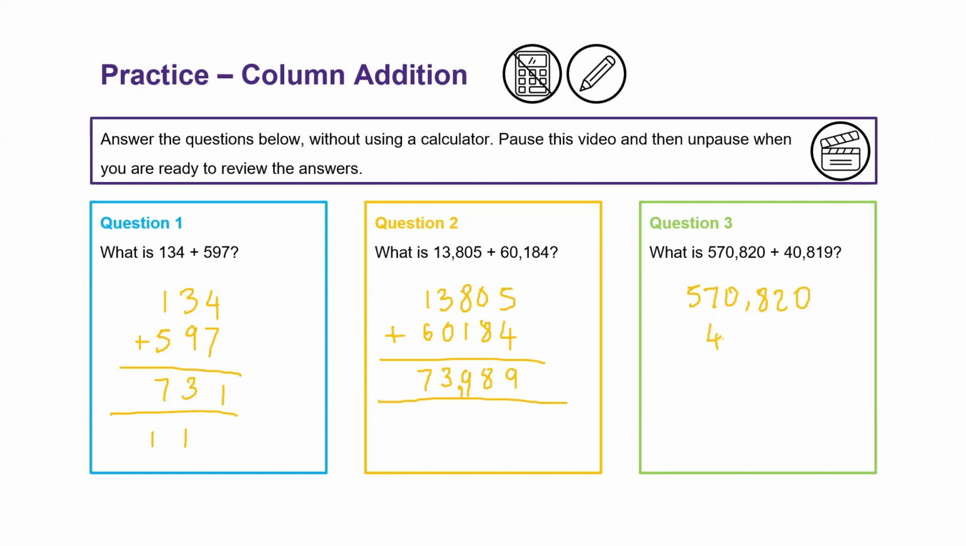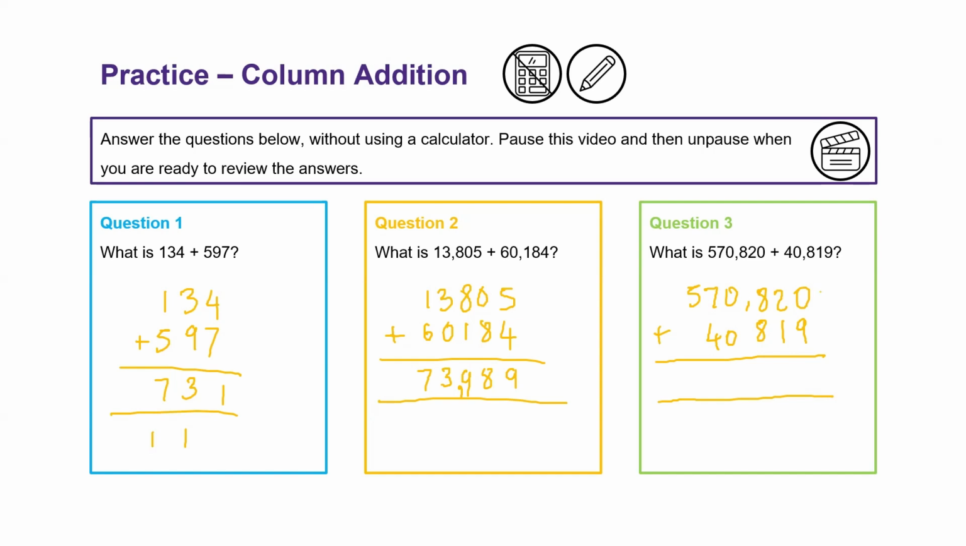Finally, we have 570,820 plus 40,819. This question can catch some people out. Make sure your digits are aligned on the right-hand side, okay? Because some people put the 4 underneath the 5, but that's going to change your answer. Remember what we learned about place value. Where we place the columns matters, okay?